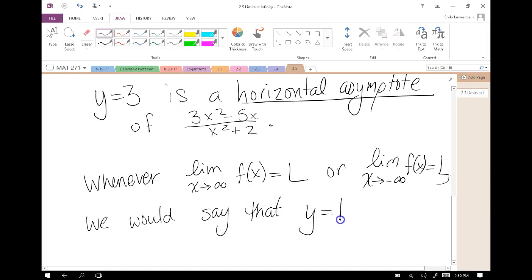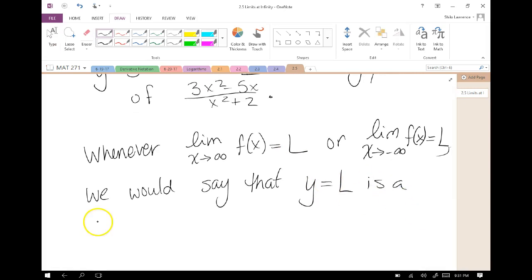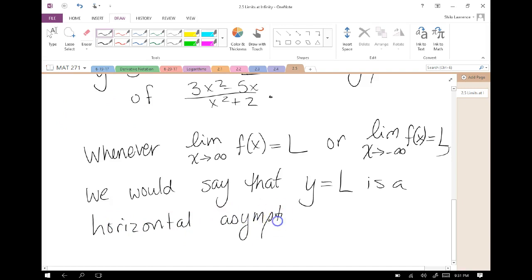And horizontal asymptotes, they're horizontal lines. So we have to write them as equations of lines, which would be y equals L, that number L. And since it's a horizontal line, it's going to be a y equals. So we would say that y equals L is a horizontal asymptote of f of x. So the L has to be a finite number.